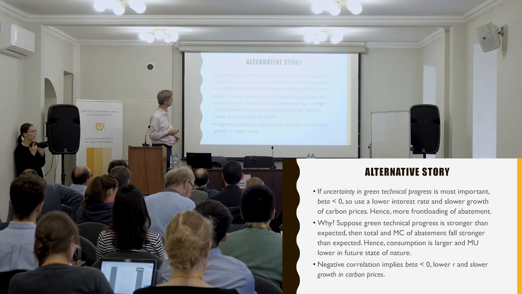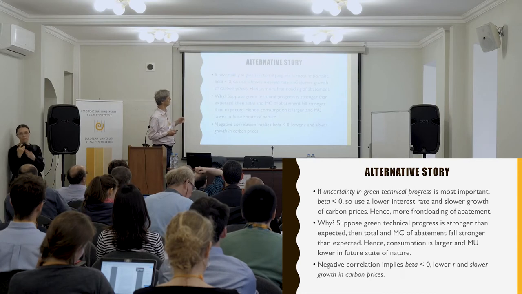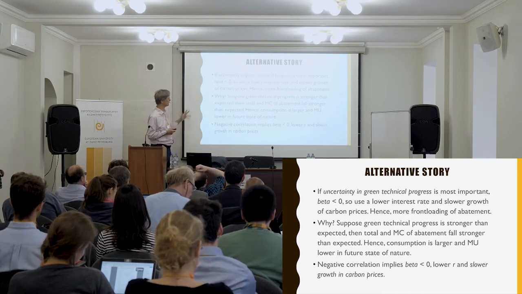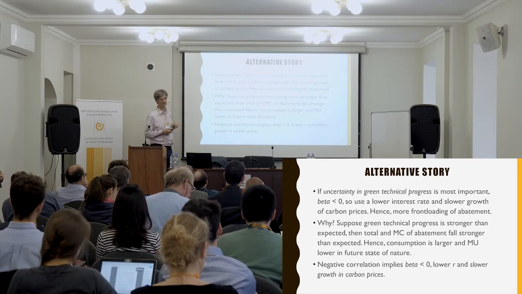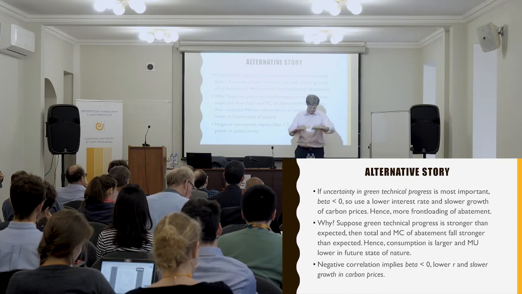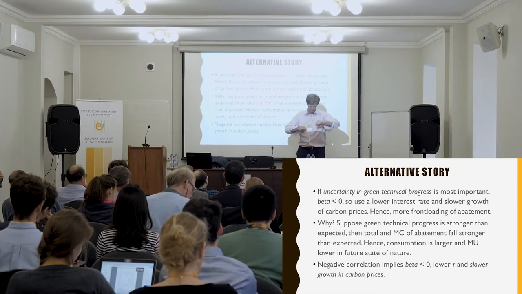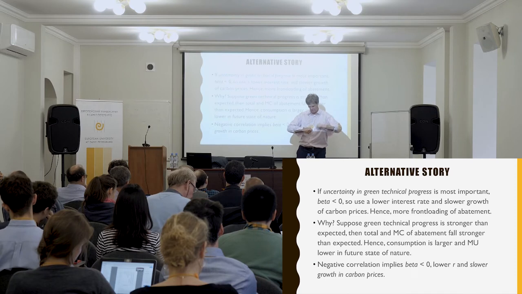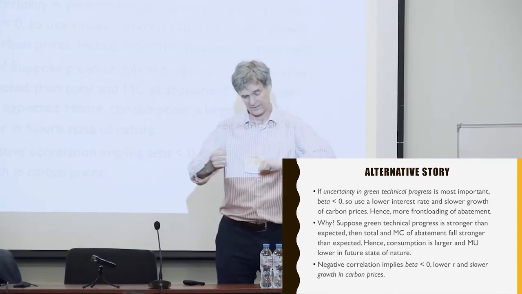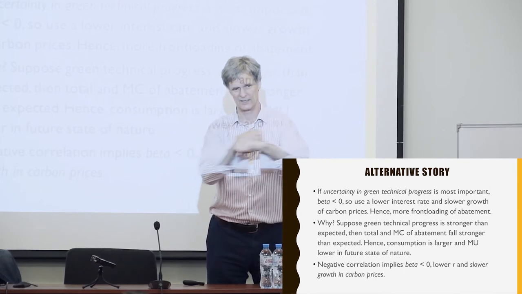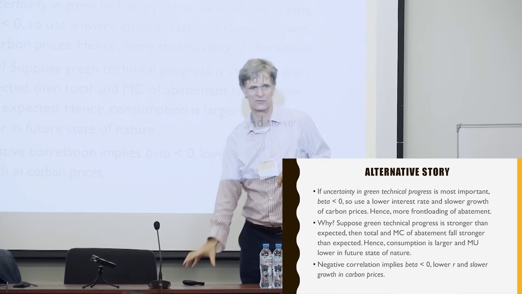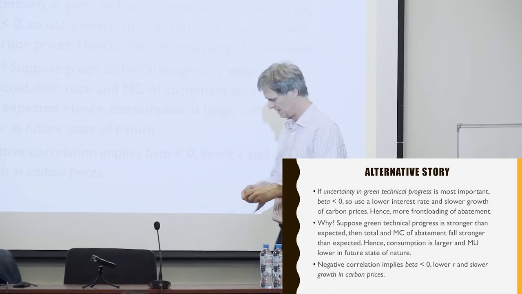It could easily be an alternative story, and he hasn't estimated that, that if the uncertainty in green technological parameters is higher, then the beta will be negative. So it depends. Basically what you specify is two kinds of stochastic processes, one for the growth rate of the economy and one for marginal abatement costs. And it depends very much on the correlation coefficient between these two. But he has not estimated that, he just derived it from a model. So that's one set of things.